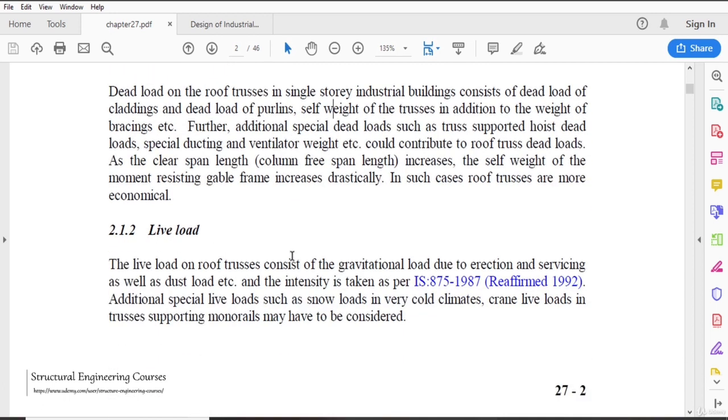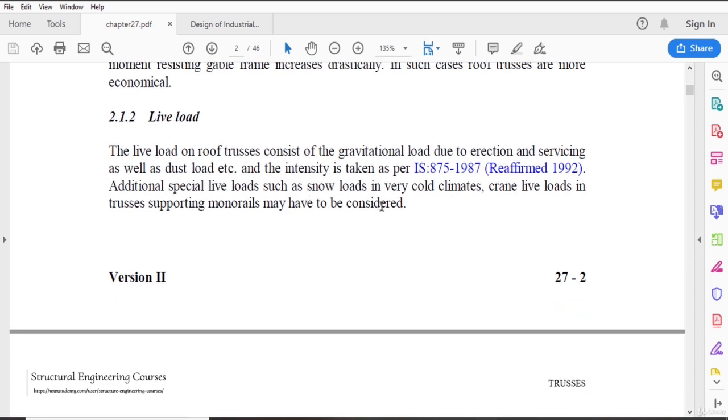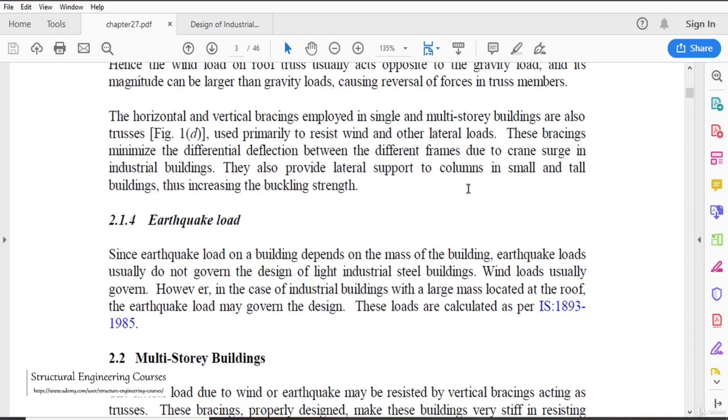truss sections. After that, live load. Live load can be taken as per non-accessible as per IS 875 that was released in the year 1987. But if you are referring to the American standards, you can refer to ASCE 7-16 that was released in the year 2016, or you can refer to EC1 if you are referring to European codes.